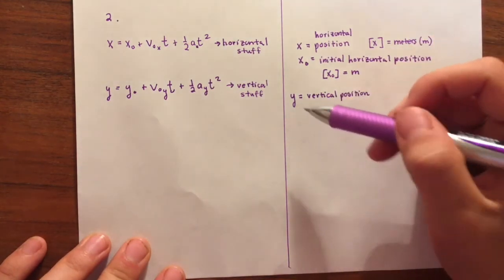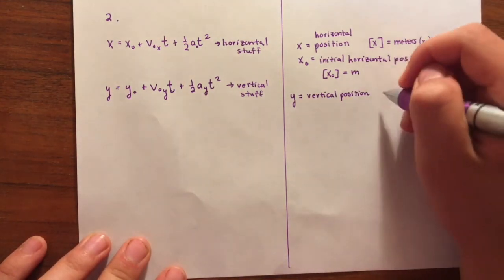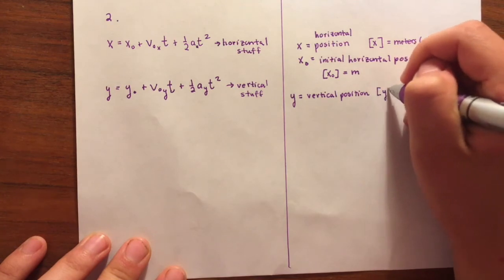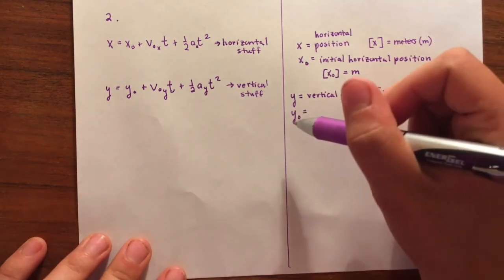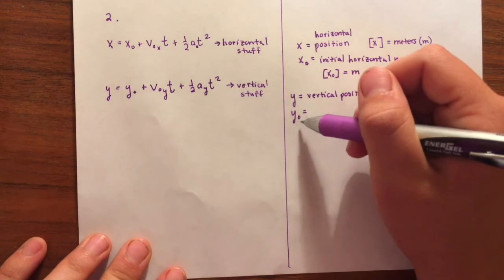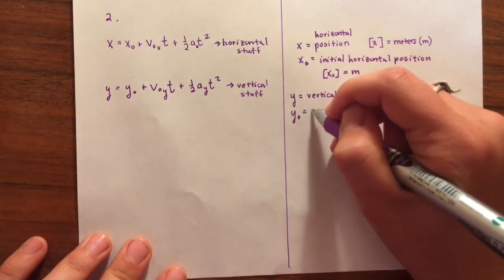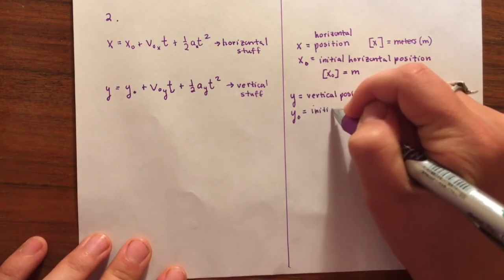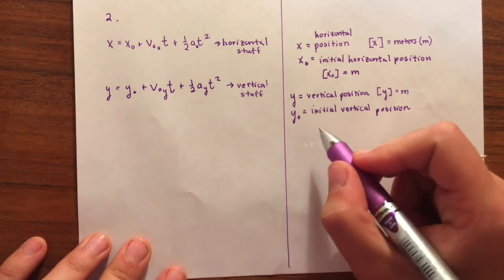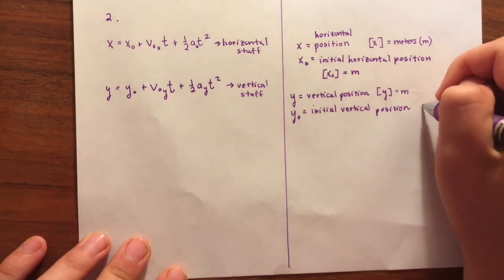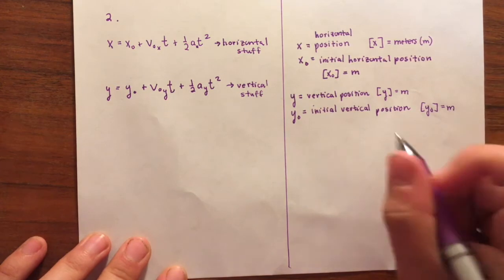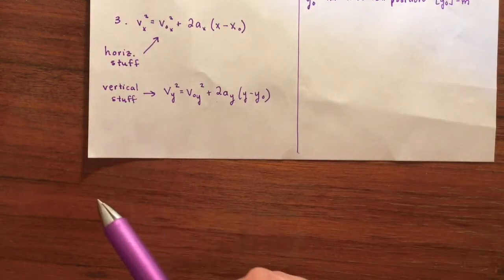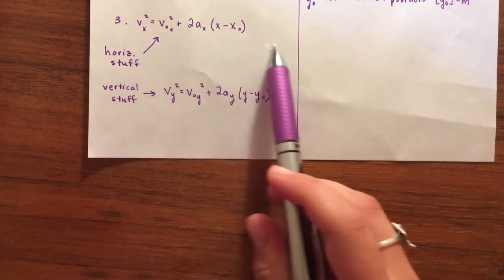And because y is still a position, it is still measured with the same units, and that is meters. Y naught is the initial or starting vertical position. It can also be called starting height. So where are you vertically at the start? The units are meters.